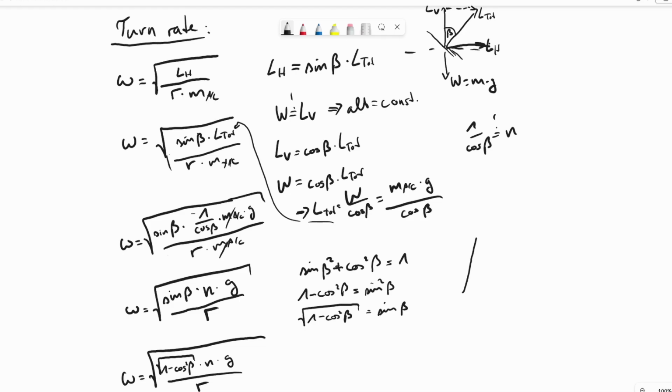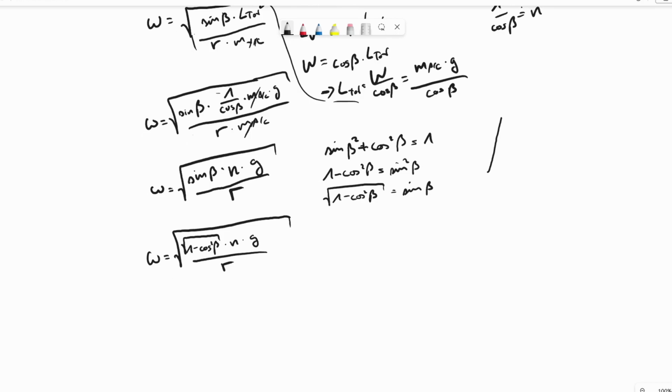Now we would like to get rid of this r first, so let me rearrange to make it a bit simpler to follow. We separate the components that we don't need for now, so we will write it as such: omega equals, I'll keep the n's in one and the others in another one, so let's rearrange it as such: g over r times, and then we can leave it as such, n times square root of 1 minus cosine squared beta.